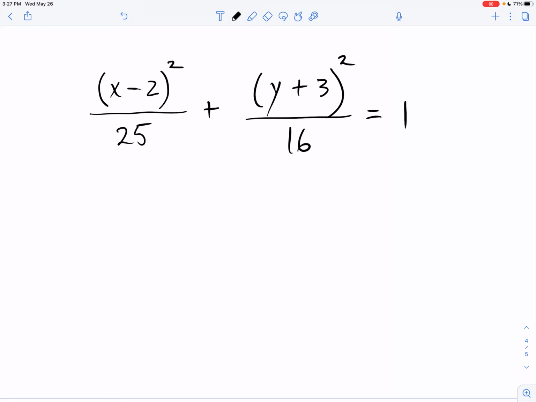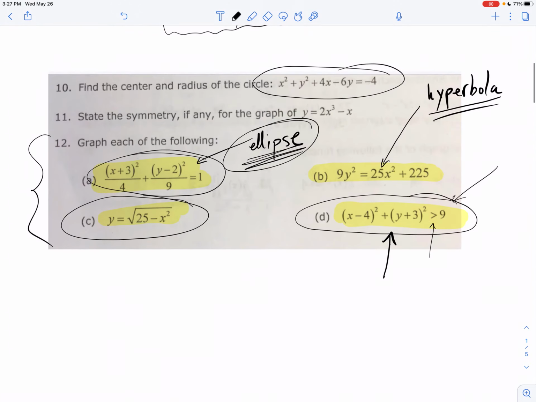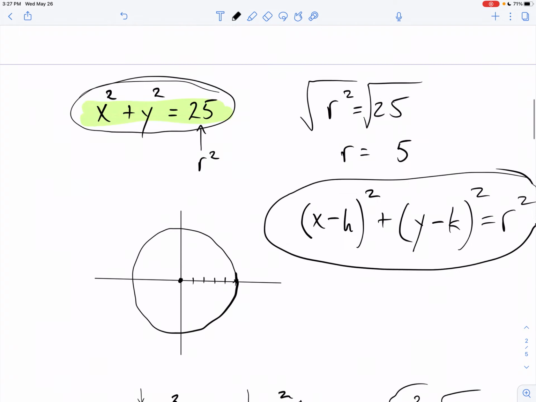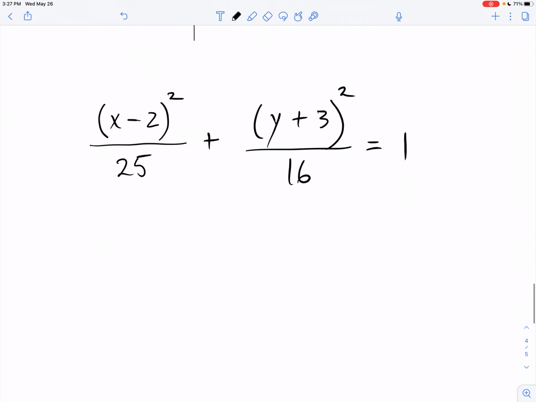Okay, now before I graph this, let's take a look. What is the problem they want you to be able to draw? Let me scroll back up. The problem they want you to draw is this guy. Well, look, I made something that looks very similar. Here we go. Let's try and draw this, and then you go back and you try to do the one that's on the calc packet.